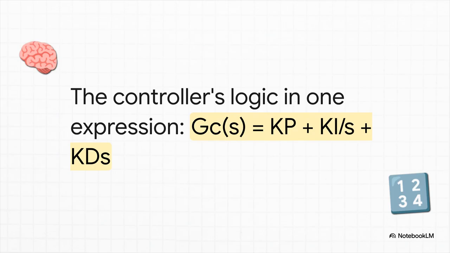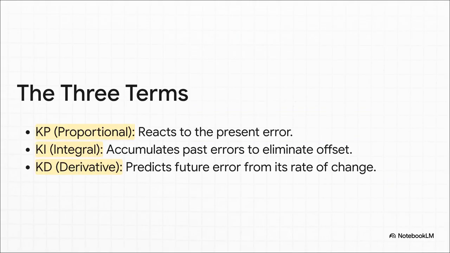Now, I know this might look a little intimidating, but this single line of math basically captures the controller's entire brain. It's called a transfer function. Don't worry about the S for now. In control theory, it's just a tool for analyzing systems that change over time. The key thing to see here is that 1 over S represents integration, like summing things up, and S represents differentiation, or the rate of change. All this equation is really saying is that the controller's output is just the sum of these three separate actions. That's it. Let's break those three down.